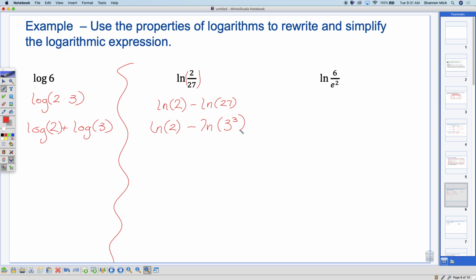Okay, so I have 3 cubed, yes? So now I have an exponent. Where does the exponent go? Power property. It goes in the front. It doesn't go in the front of the whole thing. You multiply. So I now have the natural log of 2 minus 3 natural log of 3.